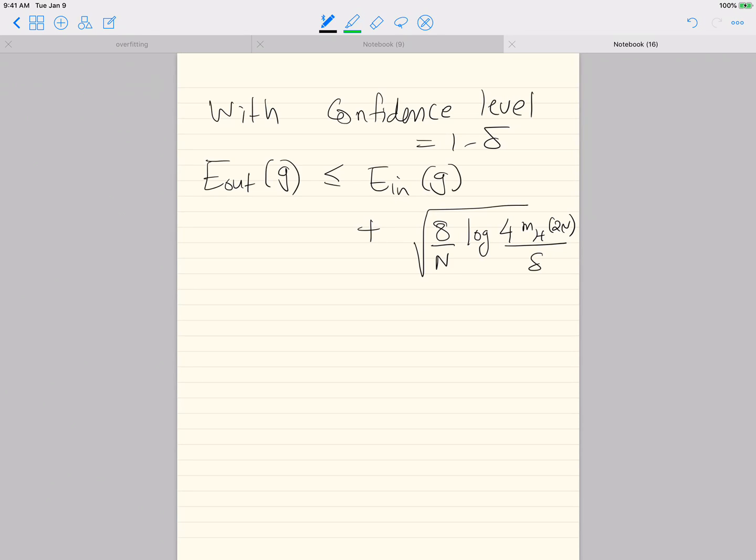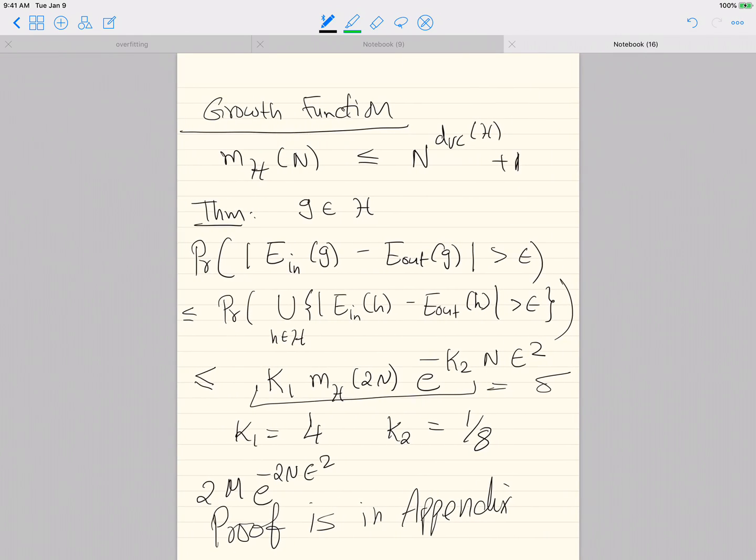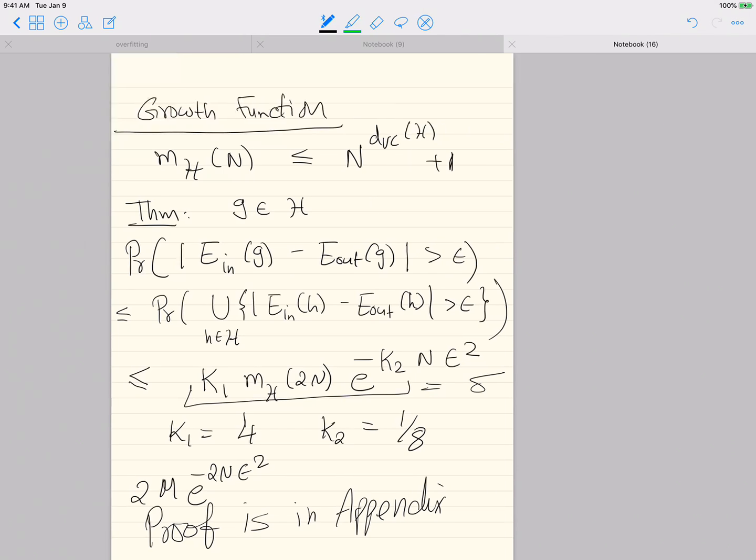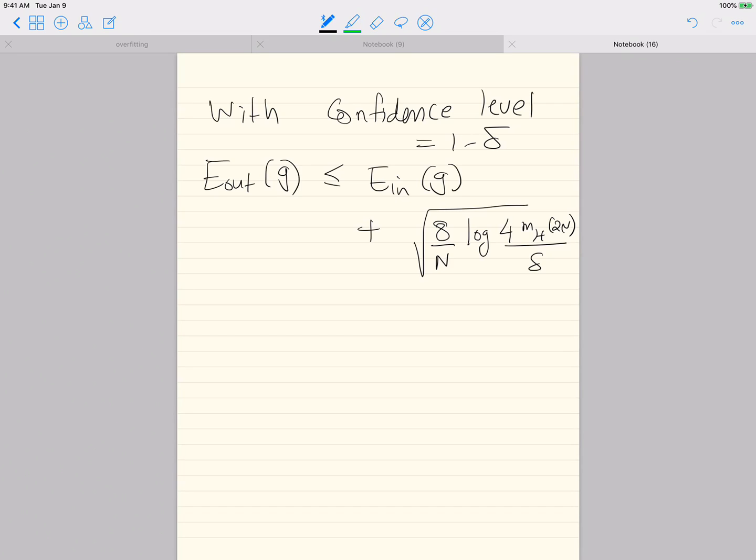We work it out. So all you have to do is go back here, and you set this to delta, so you have to solve for epsilon in terms of delta. So k is 4, and this is 1 over 8. So if you work it out, you will end up with this. You can check it. Okay. This is known as the penalty term, right? Because this is how much more the out of sample error can be. If your training error is small, the test error is going to be the training error plus a penalty term, just like we had before.